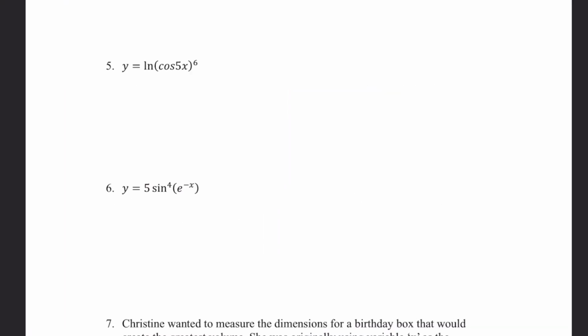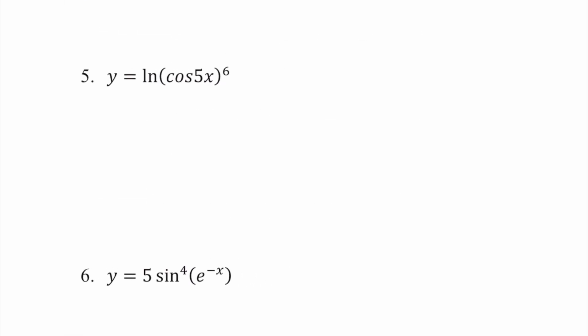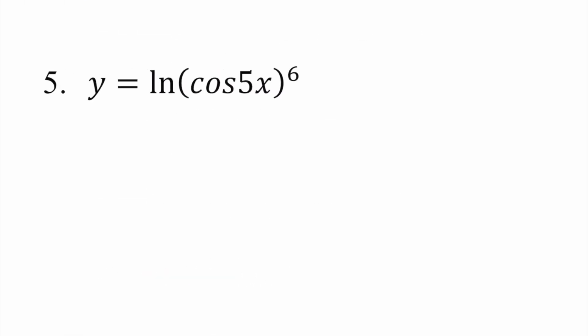Okay, next, 5th question. We've done 4 already, so great progress. So 5th one is y equals ln cosine 5x to the power of 6. I think the purpose of this problem, since there are no parentheses here, is that it's just going to be cosine 5x to the power of 6. So, yeah, this is inside. Yeah, I think this is how it goes.